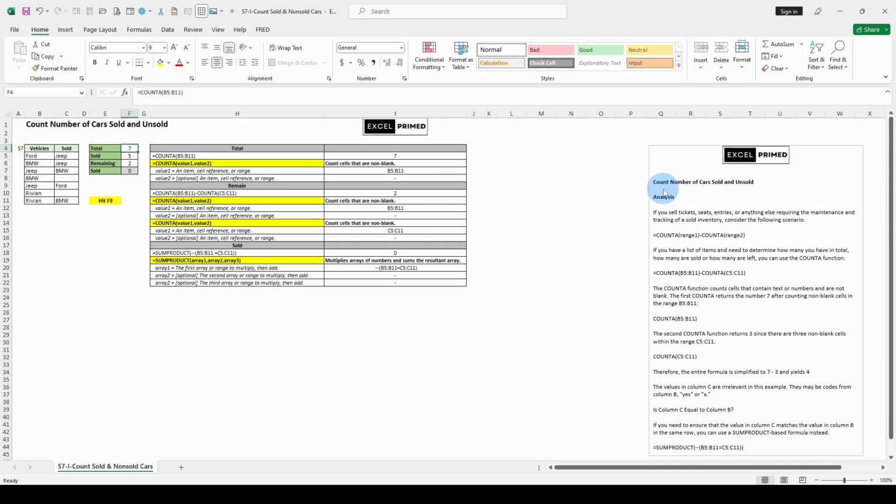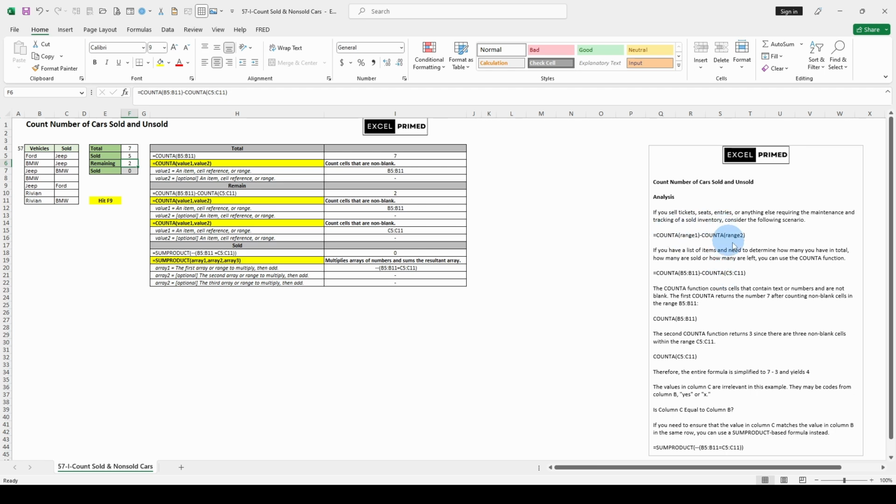Our write-up, count number of cars sold and unsold. If you sell tickets, seats, entries, or anything else requiring the maintenance and tracking of a sold inventory, consider the following scenario. COUNTA(range 1) minus COUNTA(range 2). Third example, right there. That's what we're talking about. If you have a list of items and need to determine how many you have in total, how many are sold, or how many are left, you can use the COUNTA function.